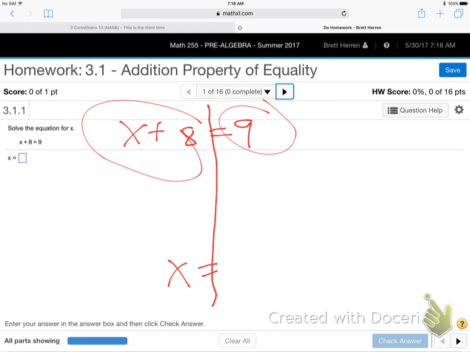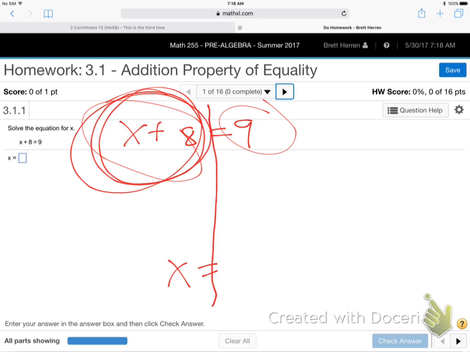So x is over here saying, I want to be alone. So who does that mean we need to get rid of if x wants to be alone? We got to get rid of that 8 because x is a loner. He wants to be alone. He wants to get rid of that 8. So what am I going to do to get rid of that 8? Yeah, you got to do the opposite of whatever's there. So what's the opposite of it? Right now it's an added 8. So what's the opposite of an 8 added? Subtract 8 from both sides.